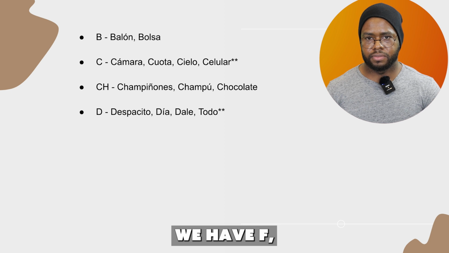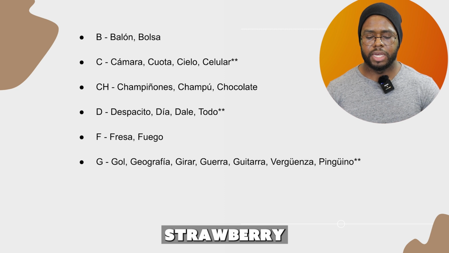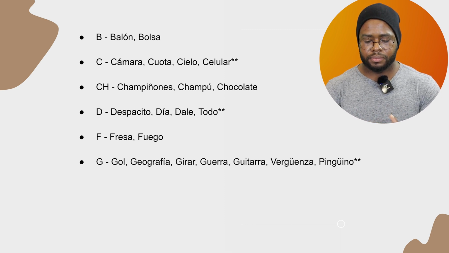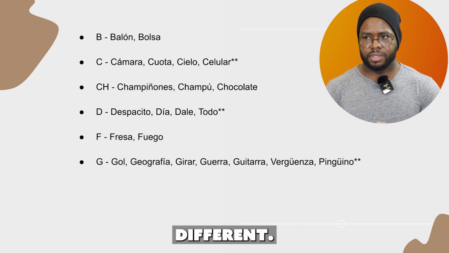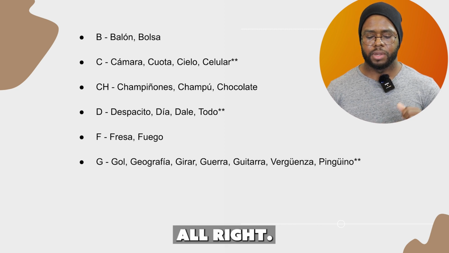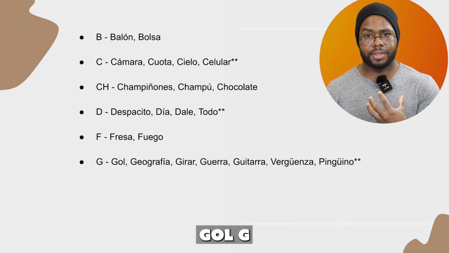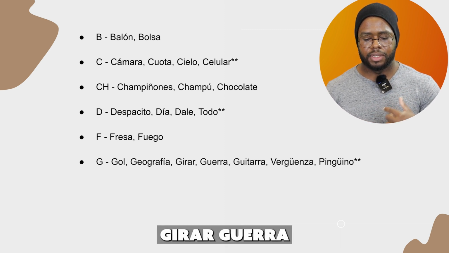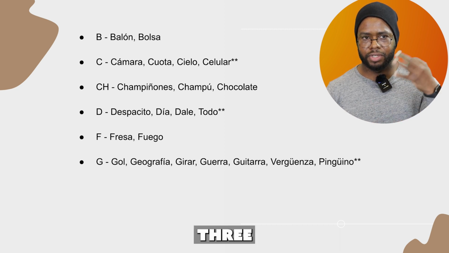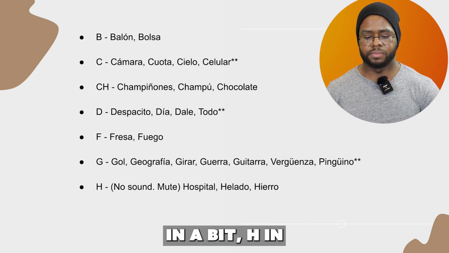We have F, which is pronounced just like in English, which is F. So fresa, for example, strawberry. But then we have G. This one is a bit different. It has 3 different pronunciations, and I'll go into that more in depth in a little bit, right? But just listen to the differences in the pronunciation. We have G, gol, geografía, girar, guerra, guitarra, vergüenza. So there are 3, technically 4 different pronunciations inside of there, but we'll go into that a little bit in depth in a bit.